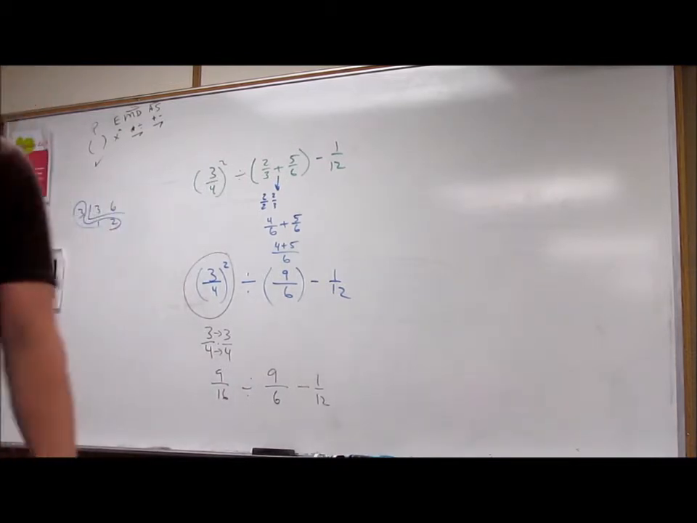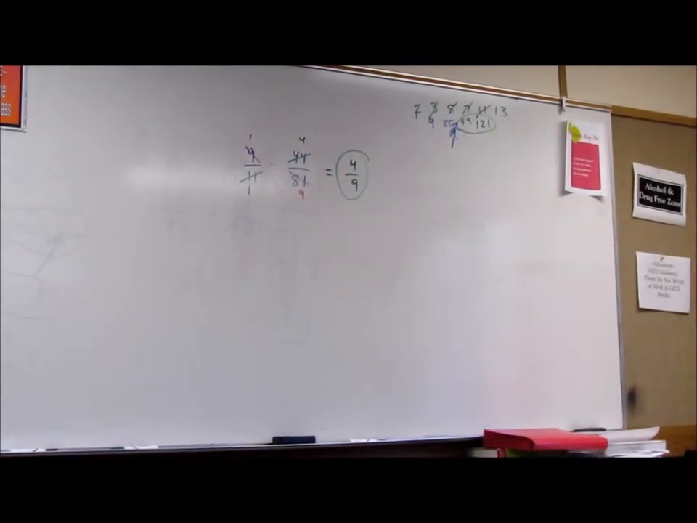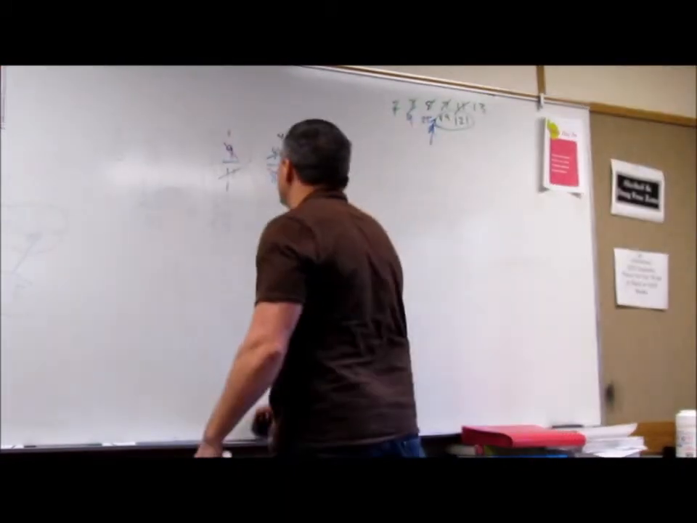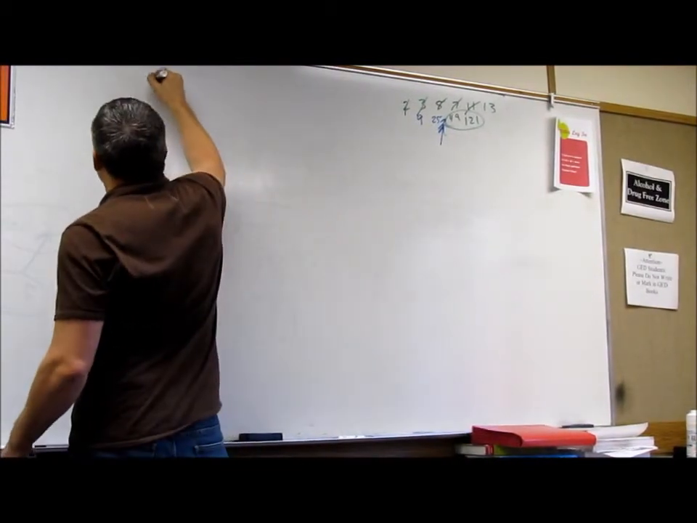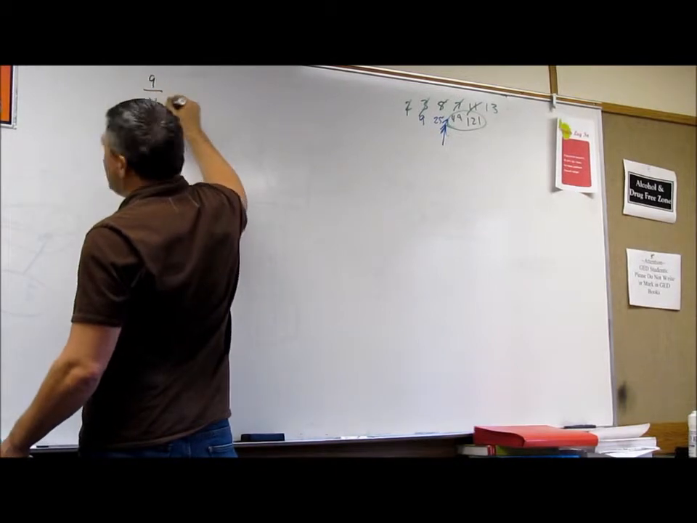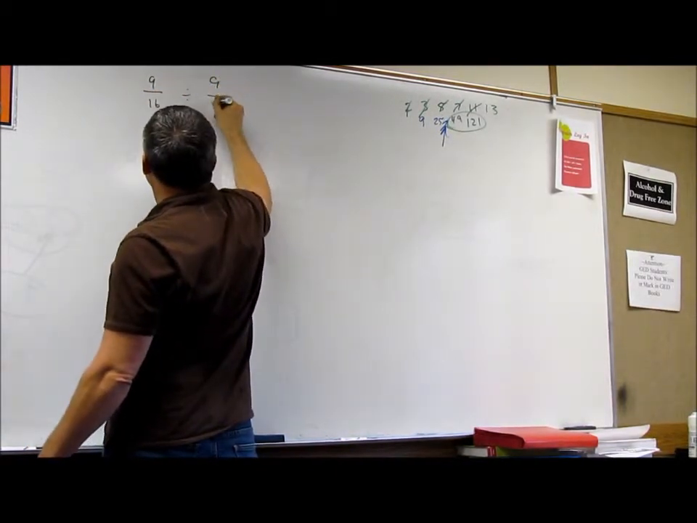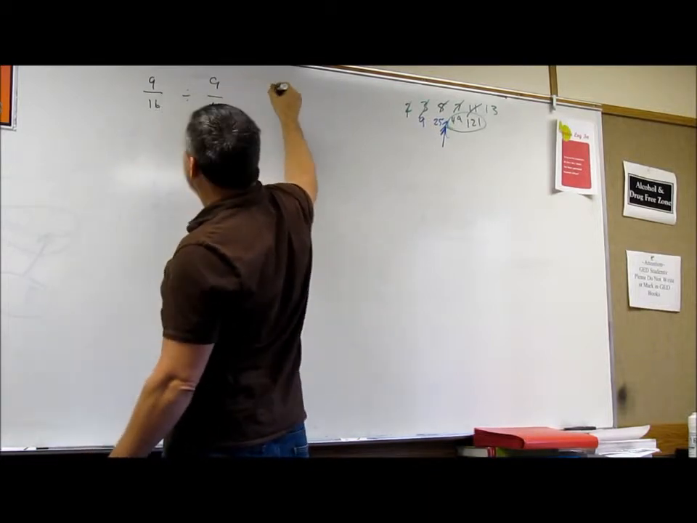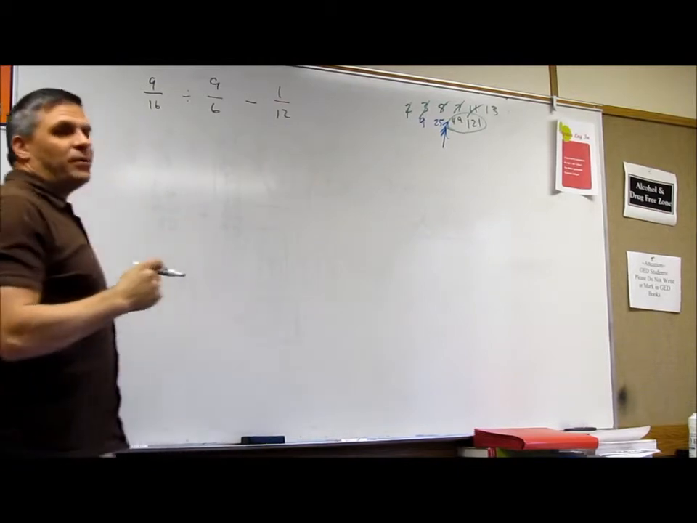So I take that, and if I'm done, I'm down to the bottom of my page. Move it to the other side of my page. 9 over 16 divided by 9 over 6 minus 1 over 2, or 1/12.